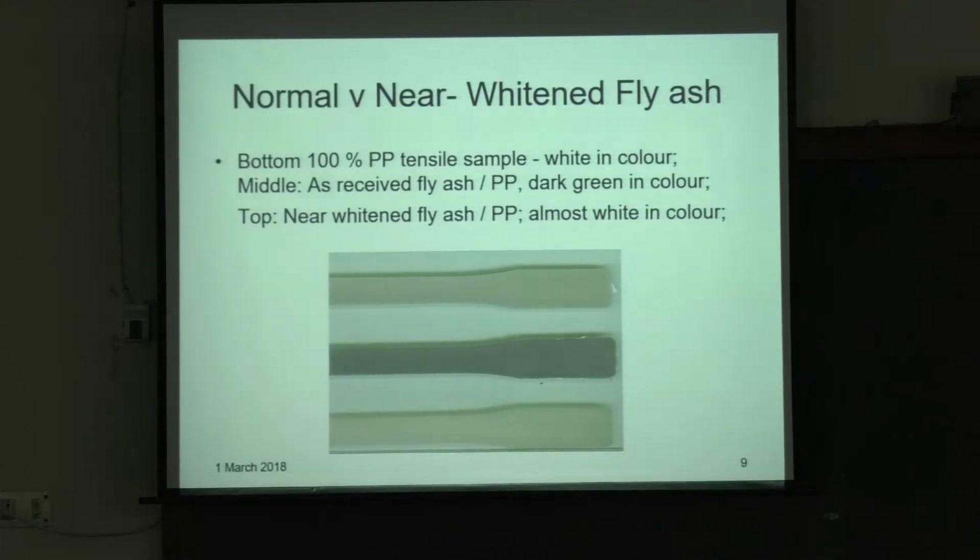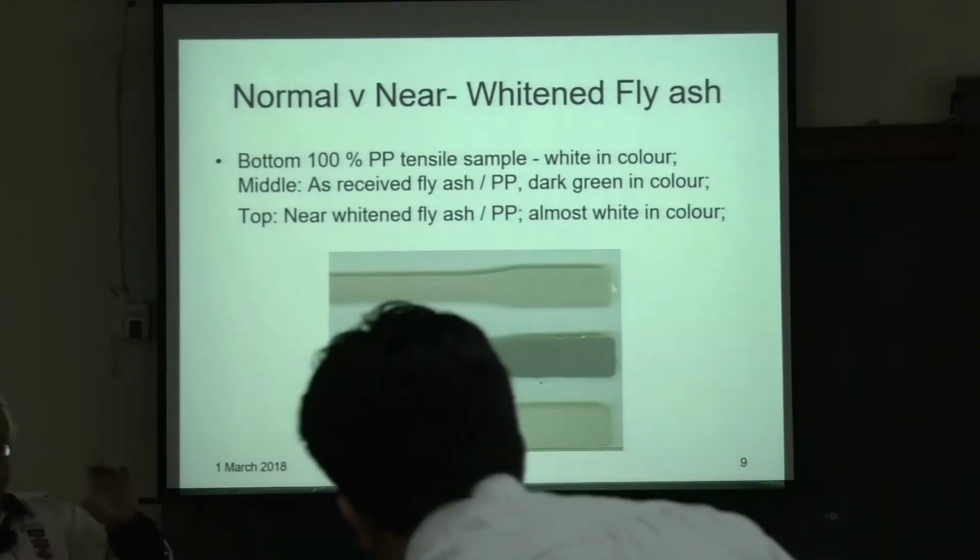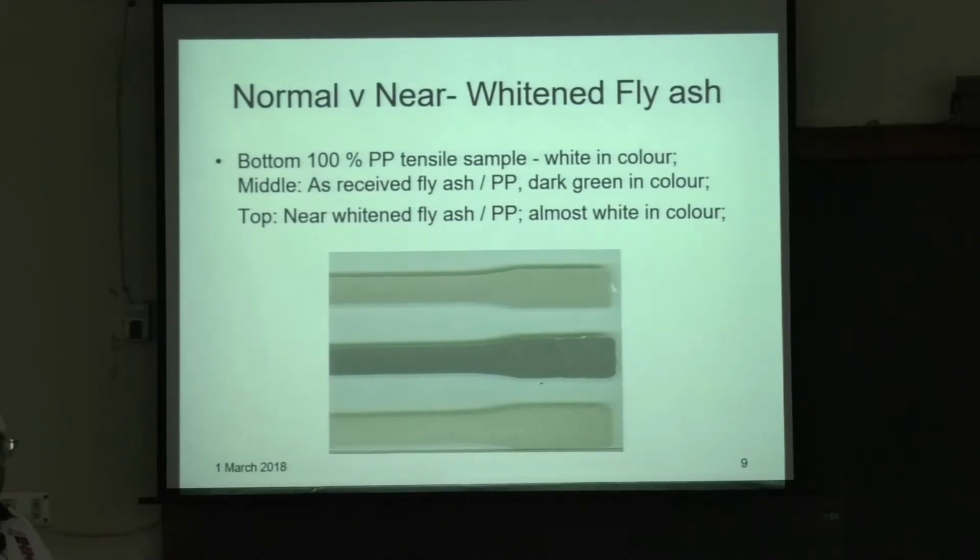Now the bottom one is a 100% polypropylene sample, compression molded. And this is one where you are using the normal gray-black fly ash. Gray-black is good, that Professor Kamalkar showed in a bottle the other day. That's typical gray-black fly ash. It has some limited carbon and it does not have much of a browning agent, okay?